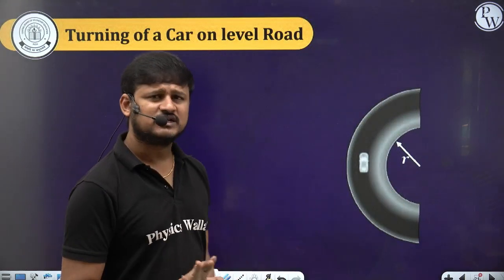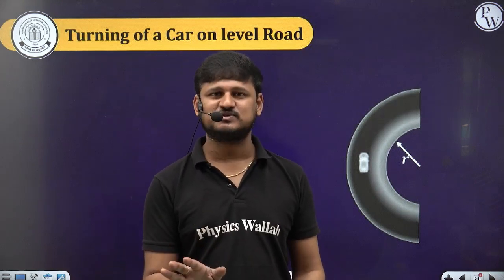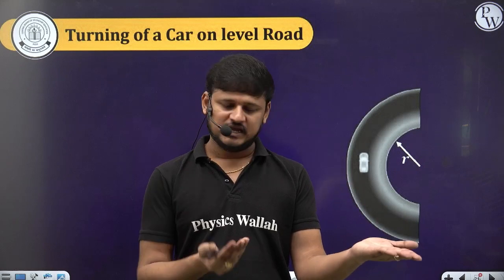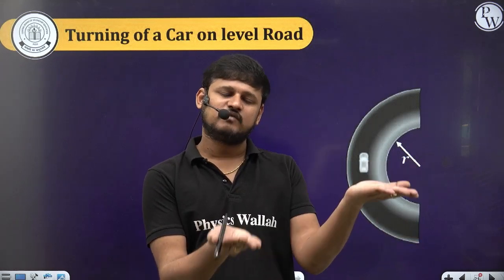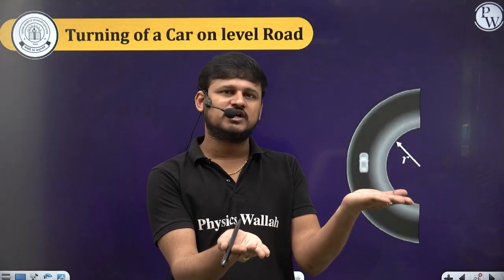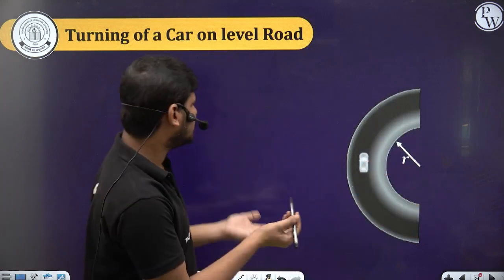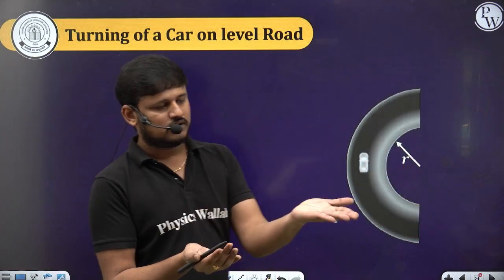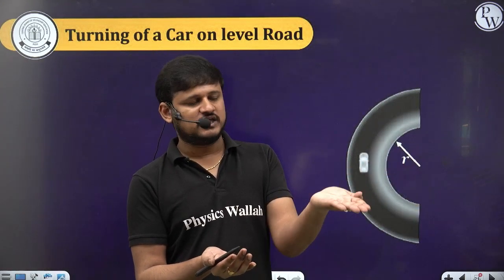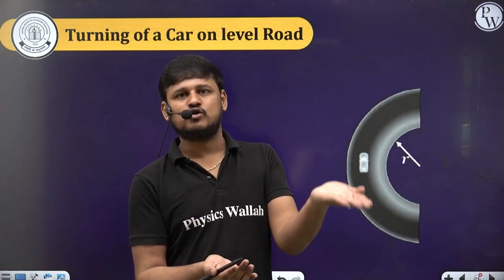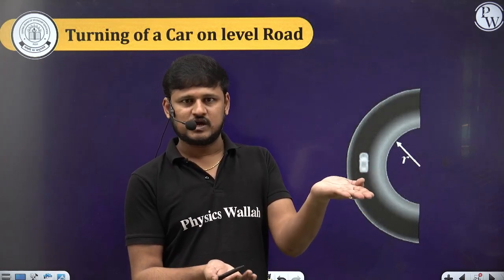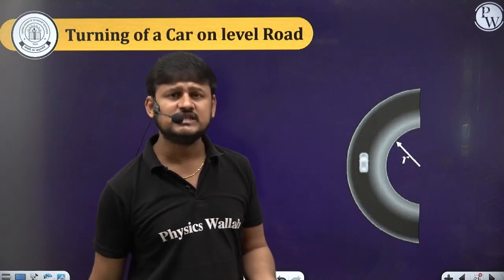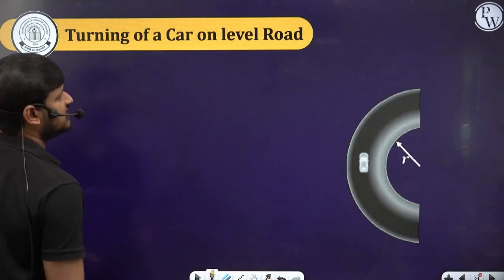Okay. Ups and downs in the sense the normal ups and downs will be there, but banking is not there. What does it mean by banking? At one place it's high and at one place it's low. At turnings, what they do is level up, so the road will be somewhat high than at the other surface. That's called banking. So that happens at the turnings.